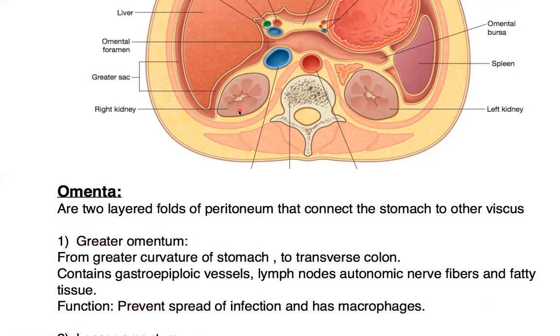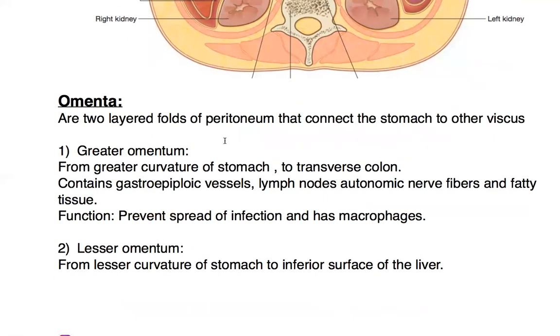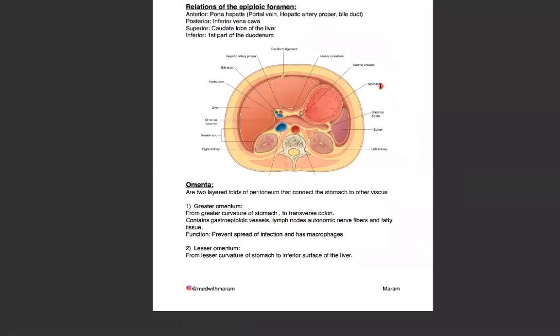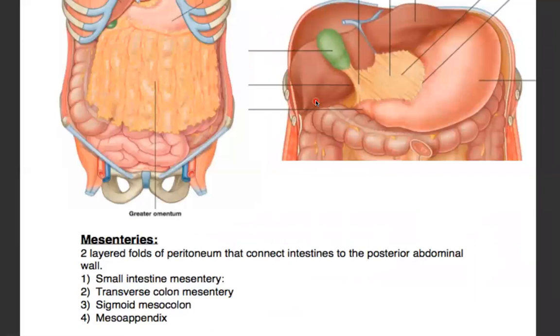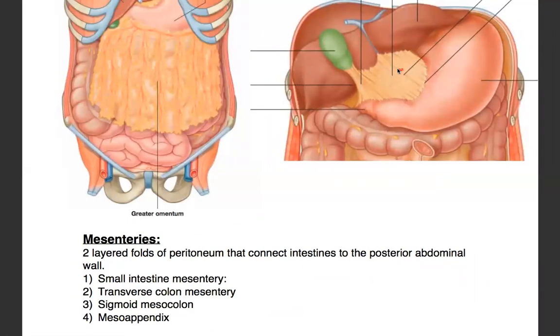The lesser omentum isn't that important. It just goes from the stomach to the inferior surface of the liver. So this is the lesser omentum, from the stomach to the liver. Yeah. So then the greater omentum or lesser omentum.